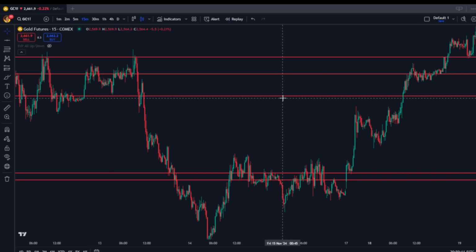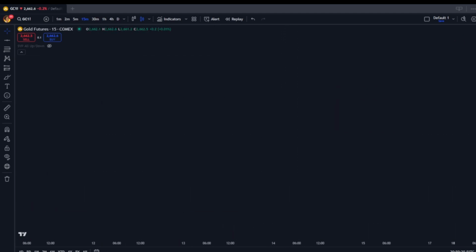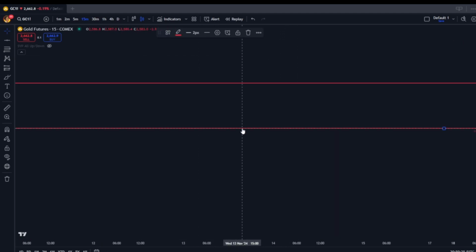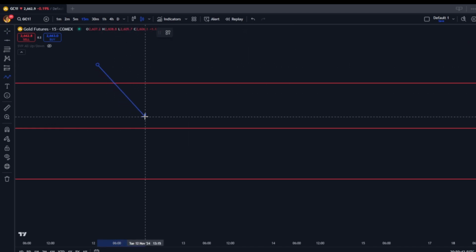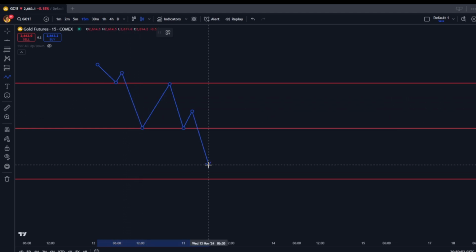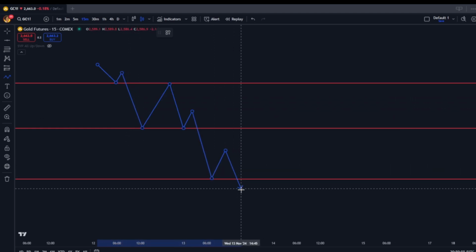So we have 1, 2, 3, 4, 5 levels. And what you'll see is now that we have all these levels marked, you can trade these levels in a multitude of different ways. So if we go to the drawing board and we just go through some conceptual things, let's say we have like 3 levels like this. And let's say price kind of doing like what it had done earlier. So we kind of did this and we went down like so.